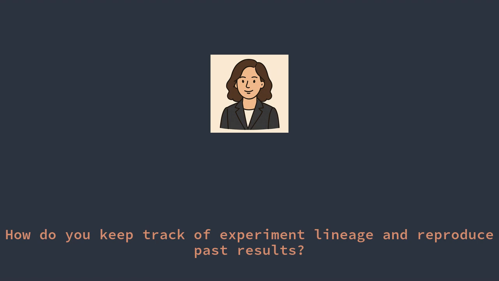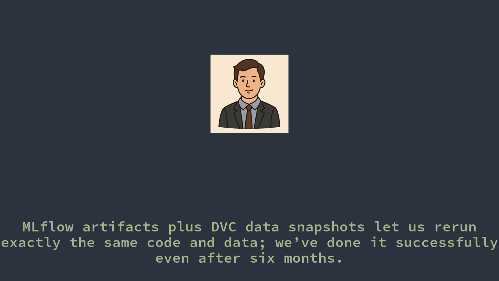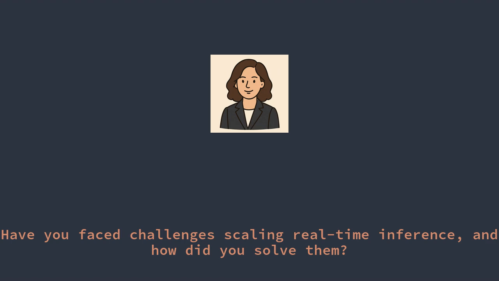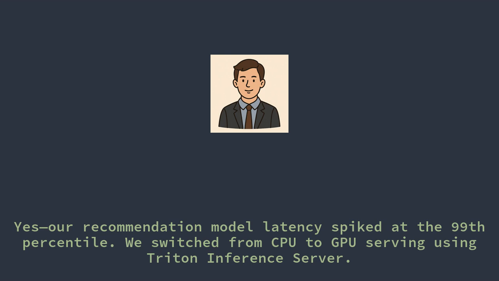How do you keep track of experiment lineage and reproduce past results? MLflow artifacts plus DVC data snapshots let us rerun exactly the same code and data. We've done it successfully even after 6 months. Have you faced challenges scaling real-time inference, and how did you solve them? Yes, our recommendation model latency spiked at the 99th percentile. We switched from CPU to GPU serving using Triton Inference Server.